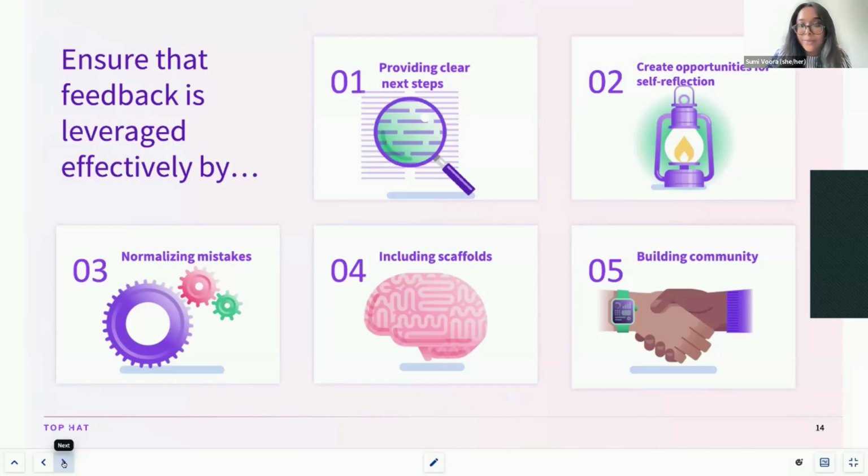Making mistakes allows them to see where their learning lies, what gaps in understanding they have, what misconceptions they have. It's an important reminder that feedback is for them, not about them. Number 4, the power of including scaffolds and structures wherever you can.